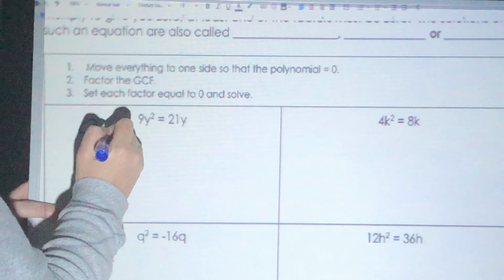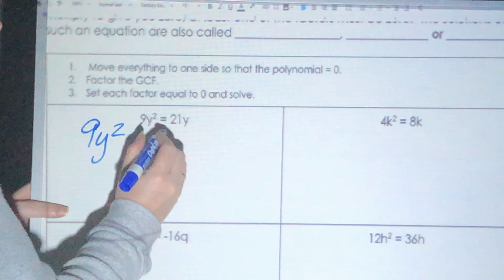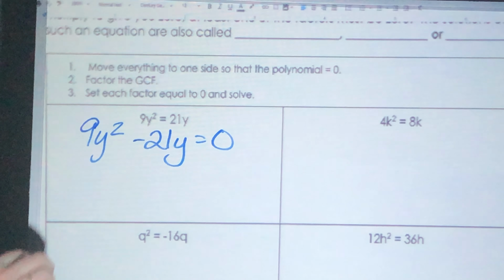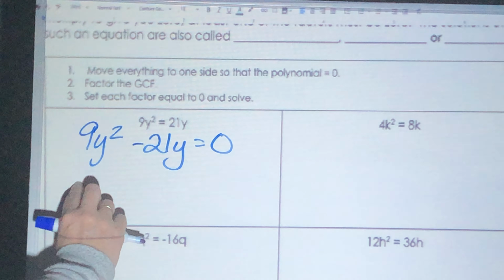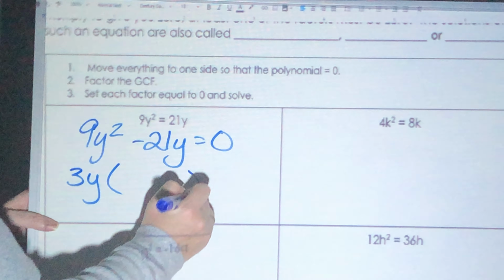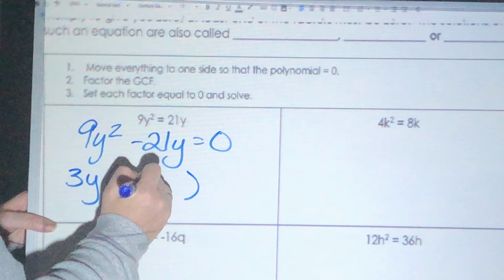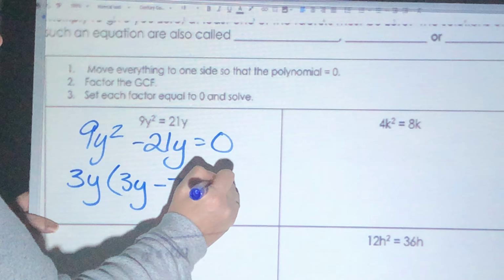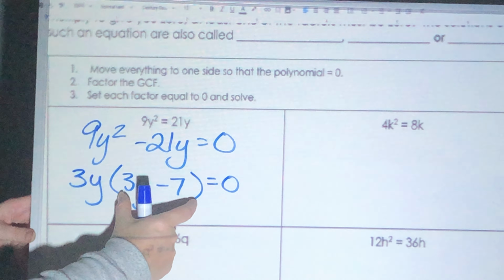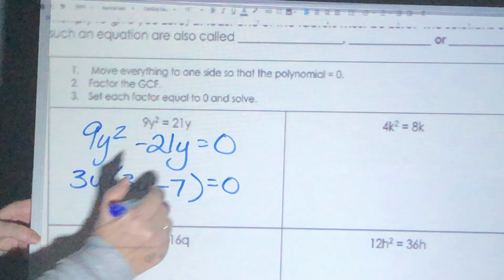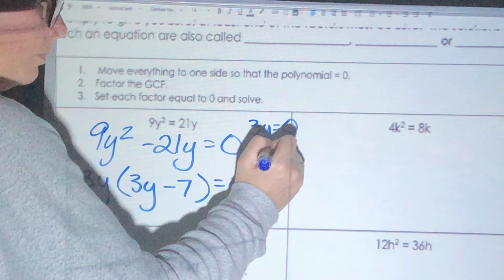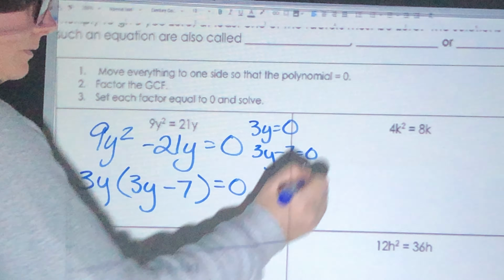So 9y squared, I'm going to bring the 21y over as negative 21y equals 0. Now on this side I'm going to factor out my GCF, so my GCF would be 3y, and then in parentheses I would have 3y minus 7. So I know that if you take this and multiply it by this, you get 0. So that means either 3y has to equal 0, or 3y minus 7 has to equal 0.